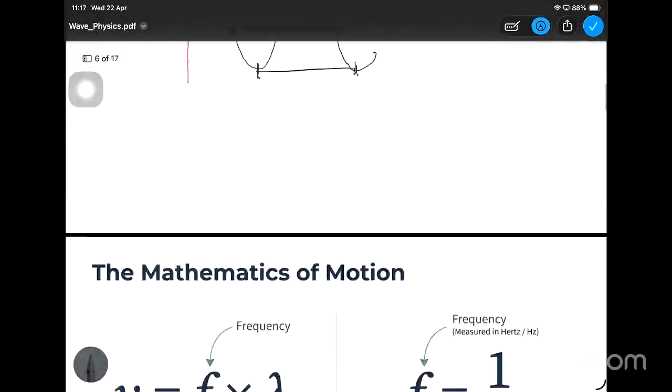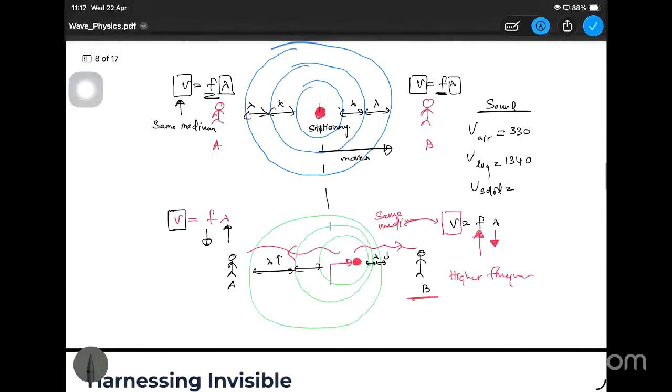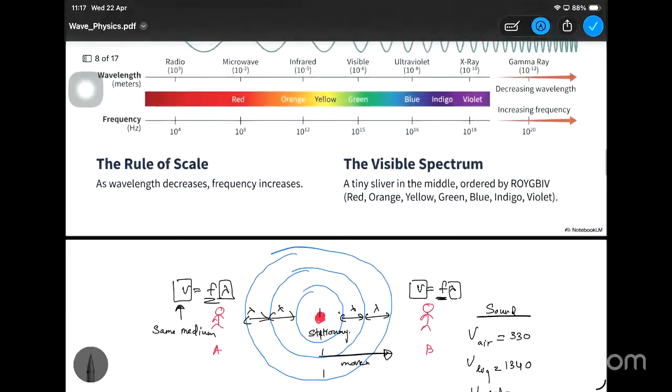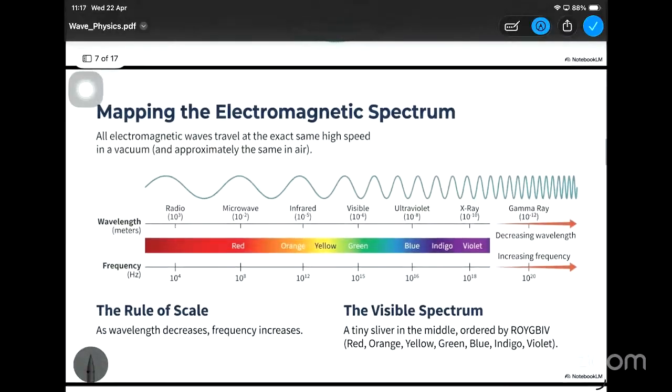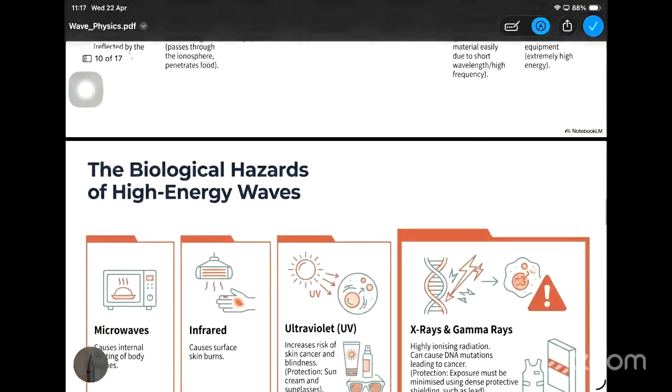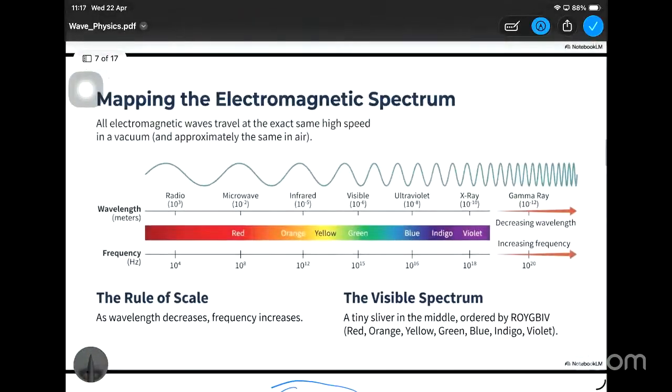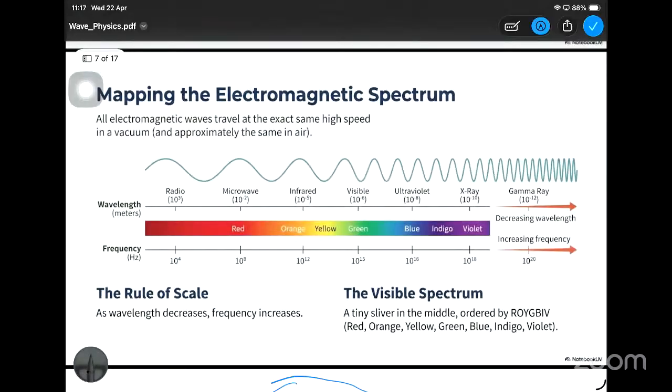So you should be able to explain this, right? Okay, then we have to discuss about the electromagnetic spectrum.